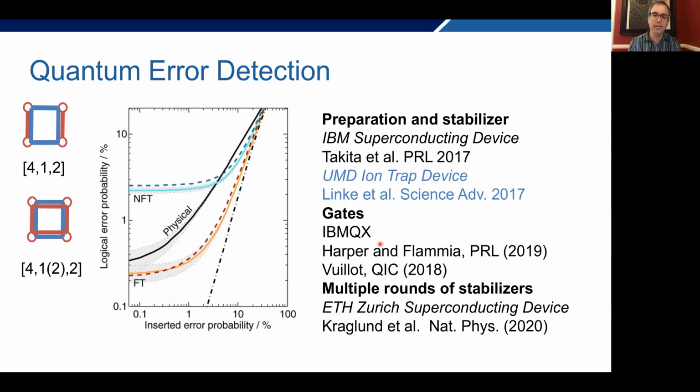You know, there have been excellent works on doing fault-tolerant gates. And then recently, from ETH Zurich, this work on showing multiple rounds of stabilizers doing the error detection, from the group of Andreas Wallraff. So that's good, and it's the first step.